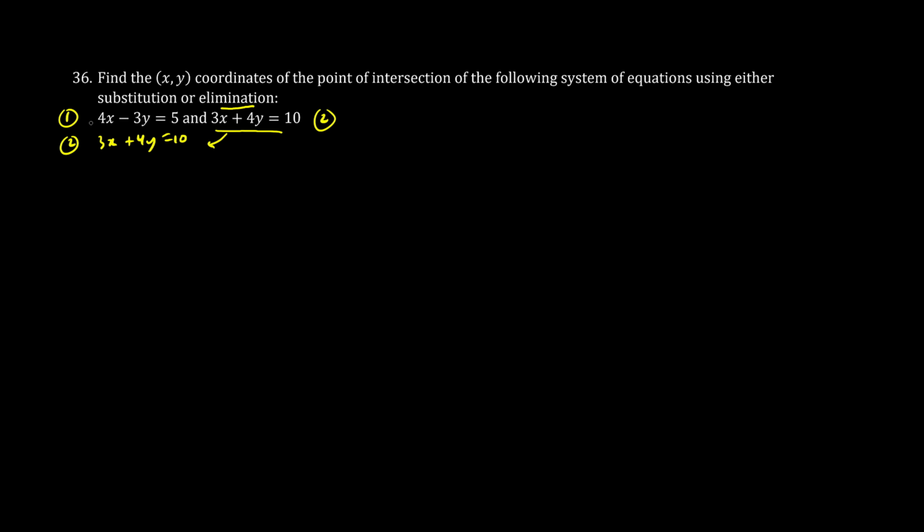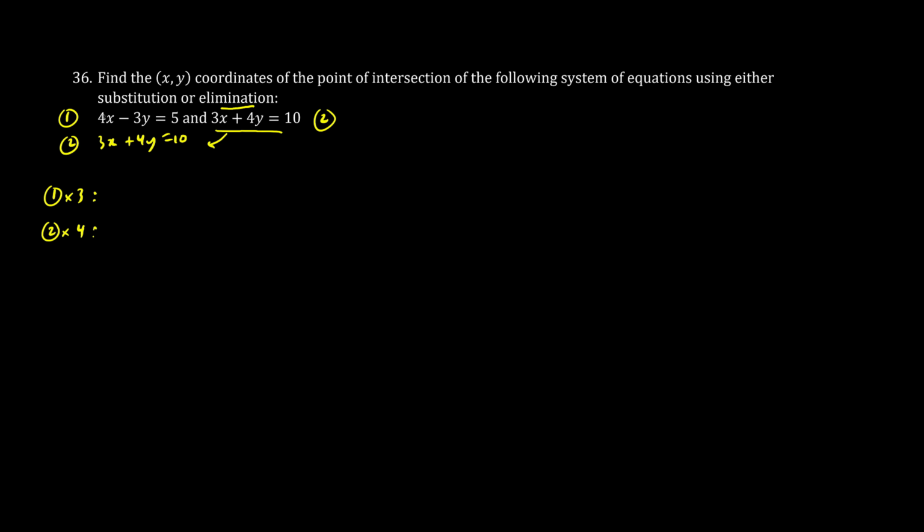Notice how the goal is to eliminate one of the variables. It doesn't really matter if we eliminate x or y. Once we figure out one variable, we can simply substitute or eliminate again to find the other. Let's get rid of the x's. We're going to multiply equation number 1 by 3, and we're going to multiply equation number 2 by 4. Essentially, we're finding the LCM of 4 and 3, the coefficients of x.